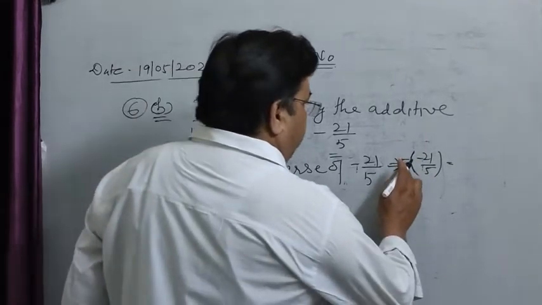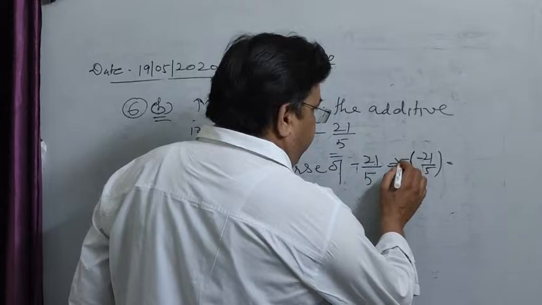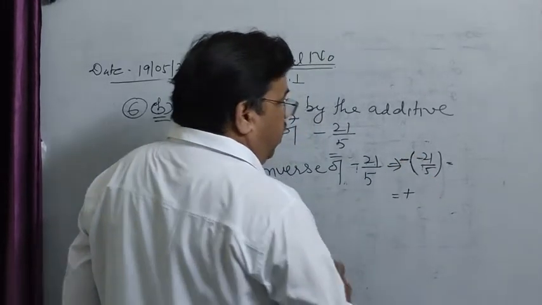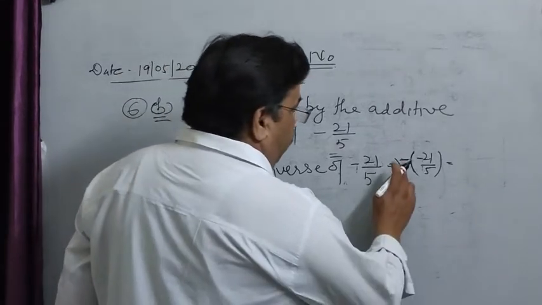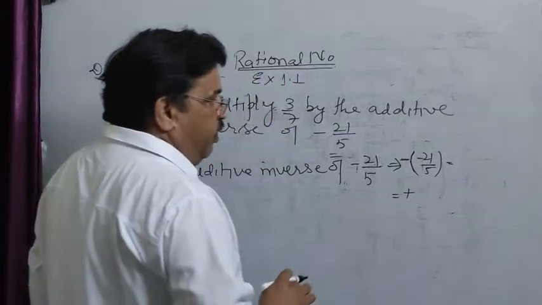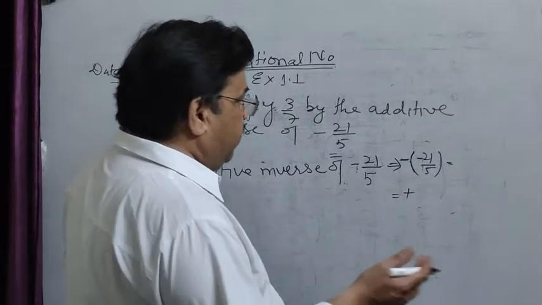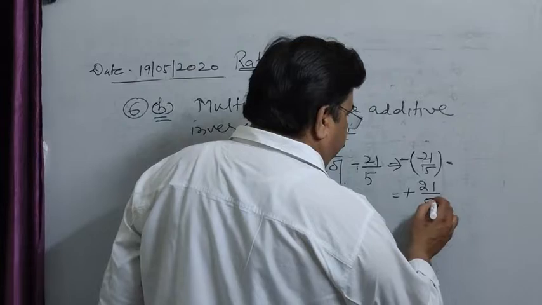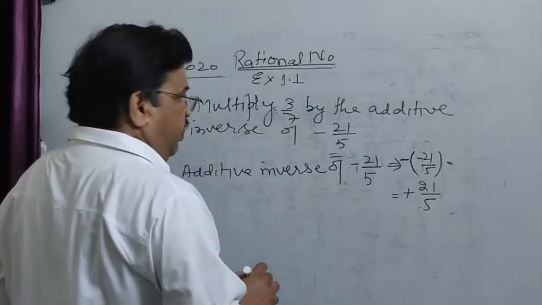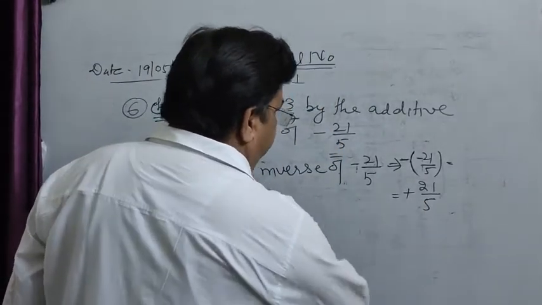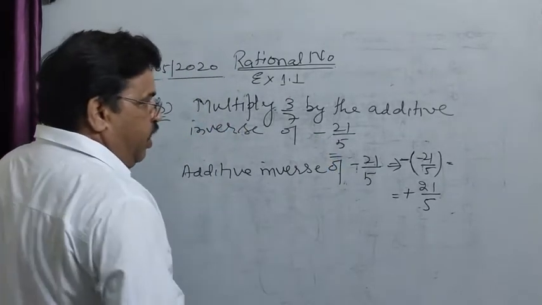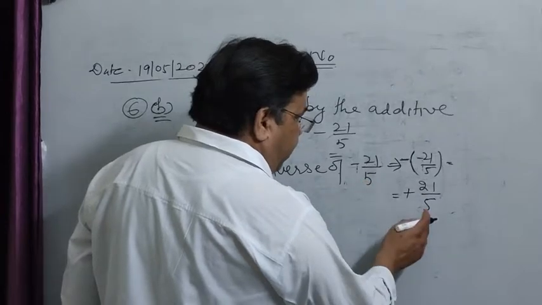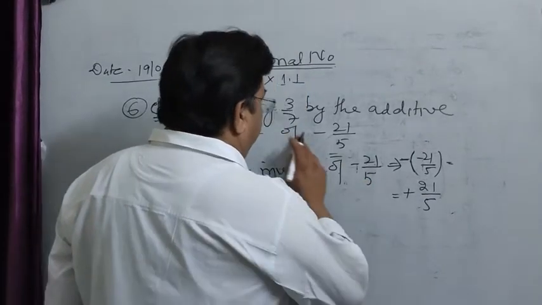Open this bracket, multiply minus sign to this minus sign, and you know already when two same signs multiply each other gives positive sign. You have read in the previous class. This is the additive inverse of this given number. And multiply the additive inverse of this number given here to this number.